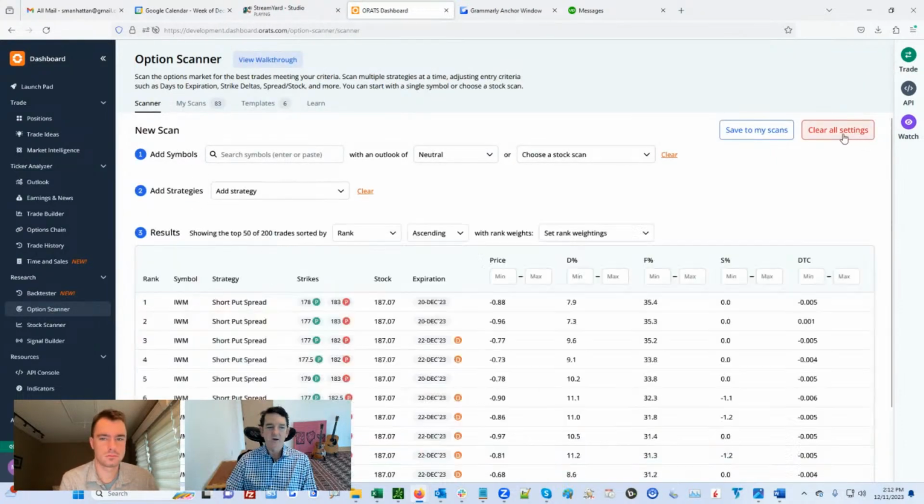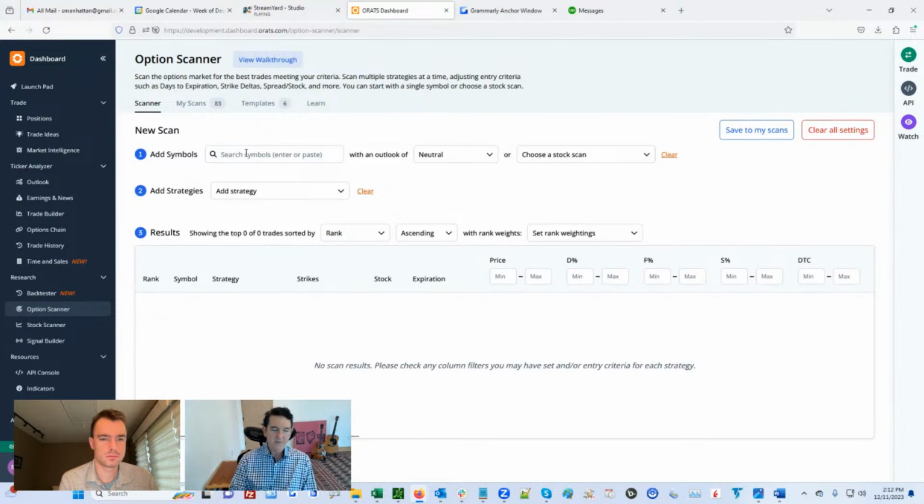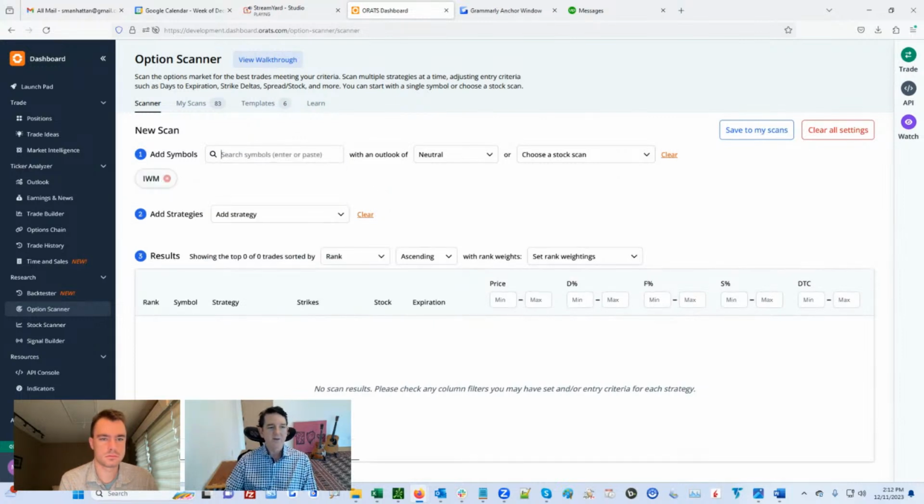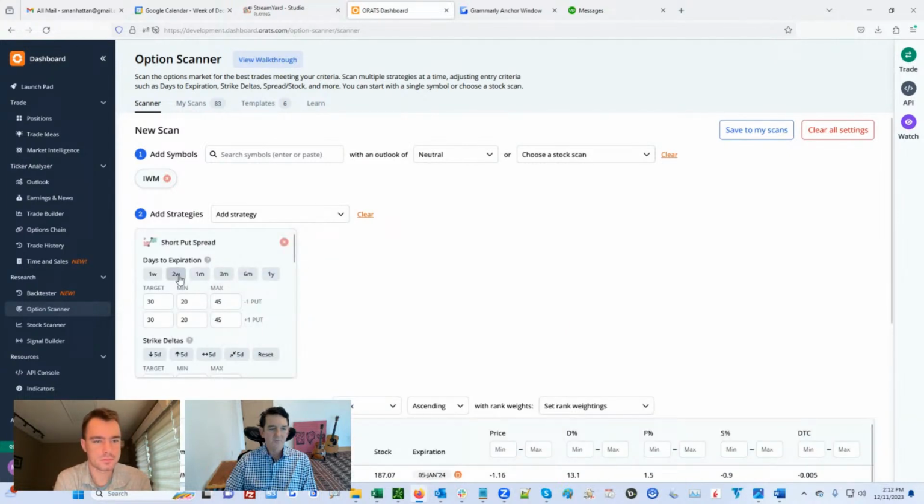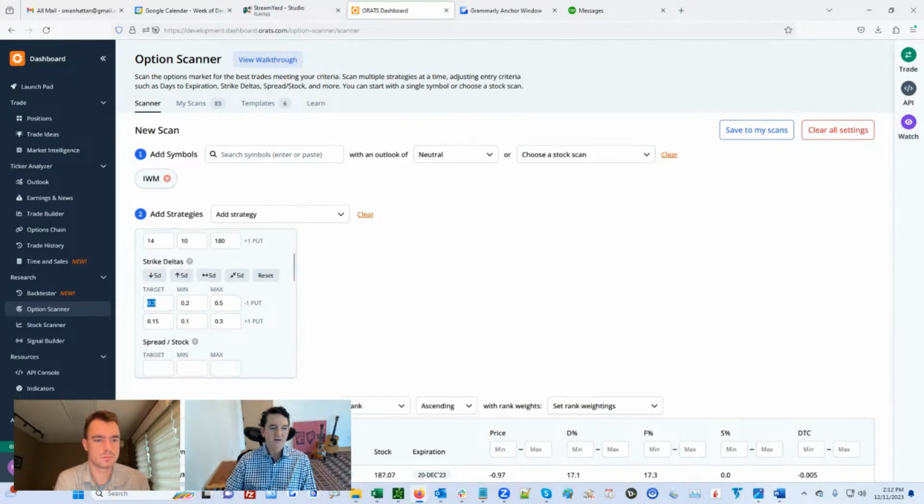option scanner. I'll clear out all my settings. I'll add IWM here into the symbols. And then for the strategies, I'm going to find a short put spread, which is there. I'm going to go down to 2 weeks to get the 10, and I'm going to widen the days so I'll just open it up for anything.